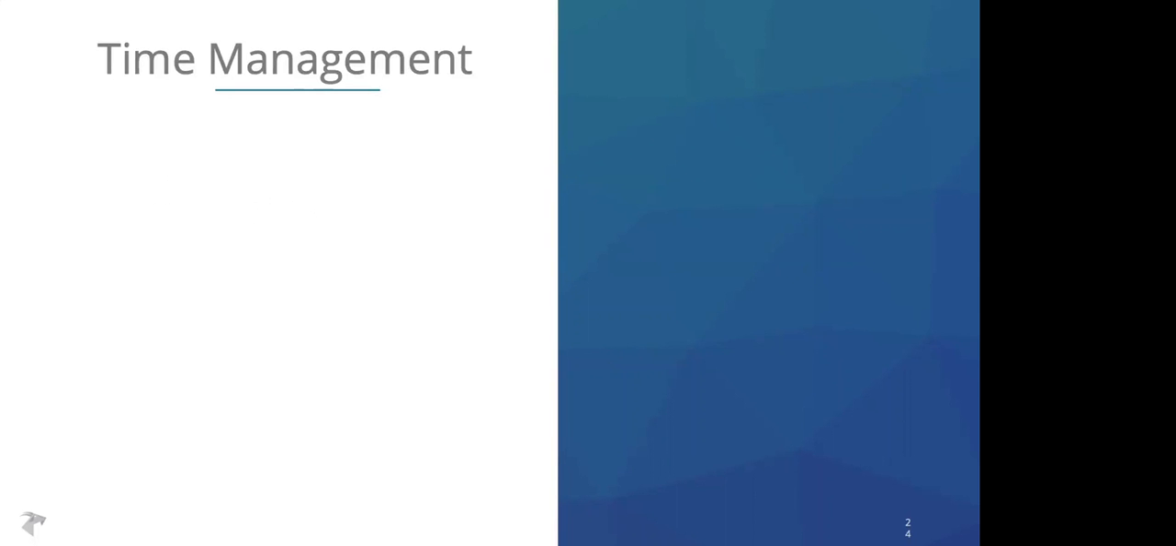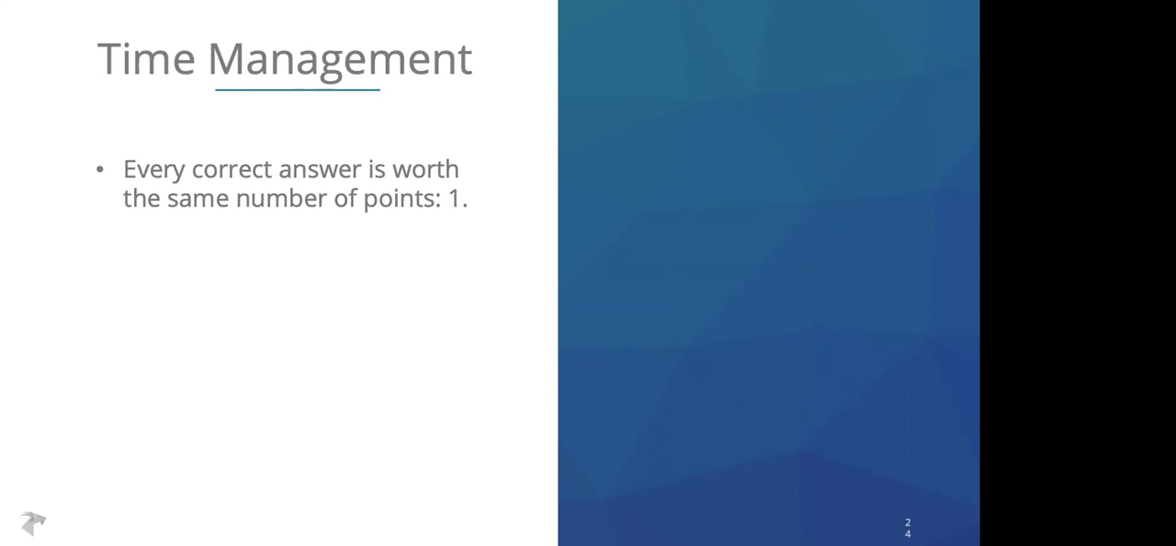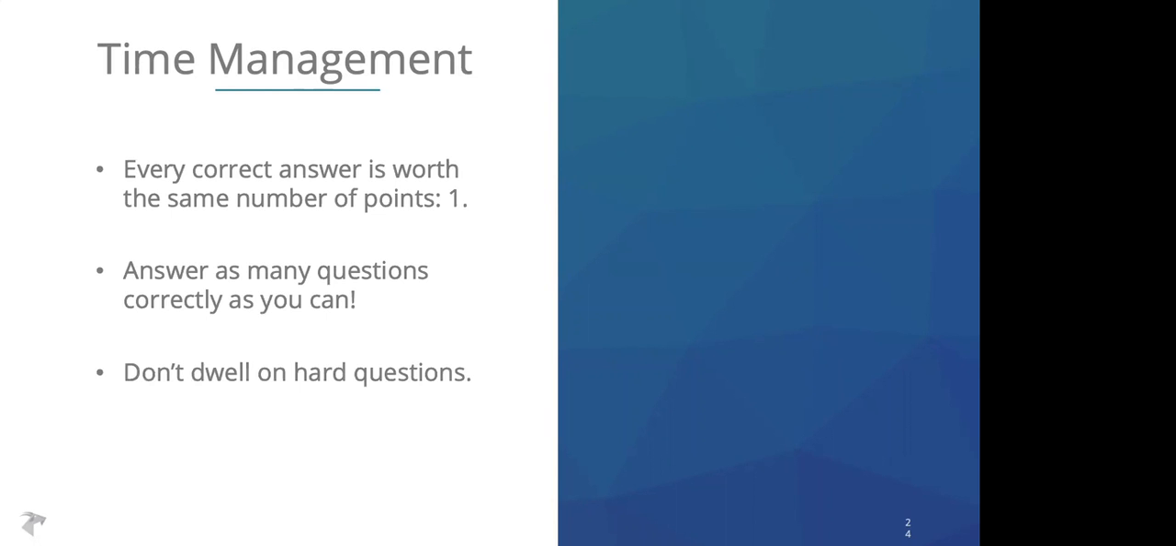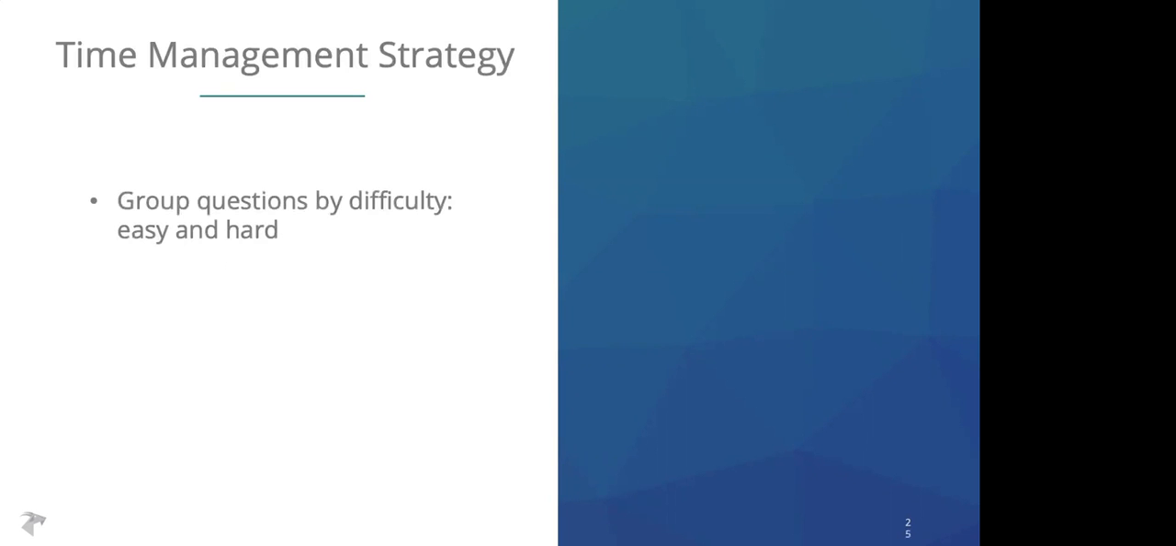Using your time effectively is critical, because every correct answer is worth the same number of points. You get 1 point for every correct answer. So your goal should be to answer as many questions correctly as possible, which means you don't want to waste valuable time on hard questions when you can instead answer more easy questions in the same amount of time. So what you want to do is group questions by difficulty, something that's easy, that's hard. When you see a question, ask yourself, do I know how to do this? If your answer is yes, absolutely, then you do the question. And if your answer is maybe, I'm not really sure about this, mark an answer for the question in your bubble sheet, circle it in the booklet, and come back to it later.